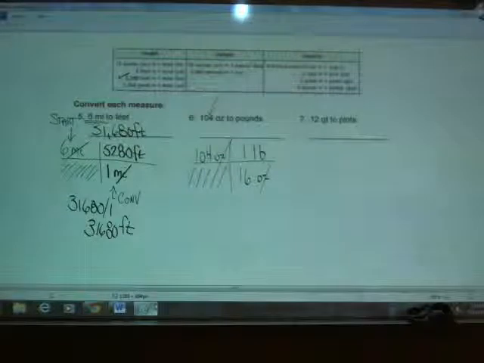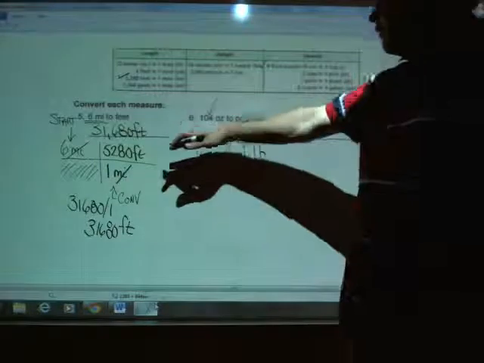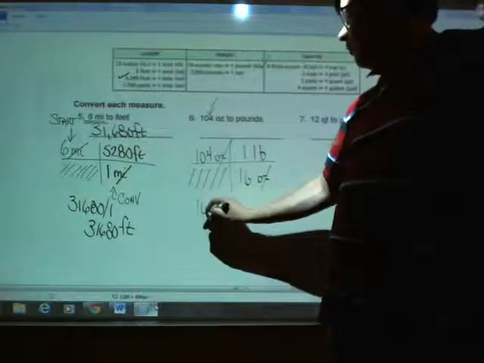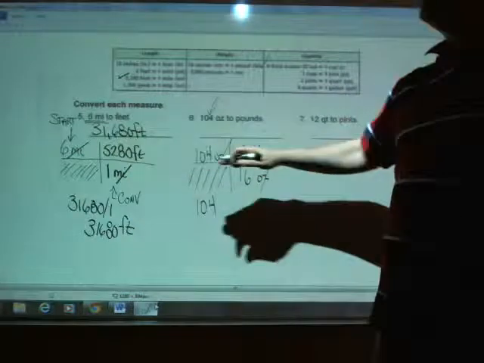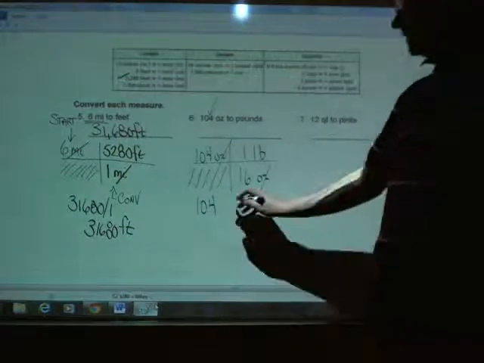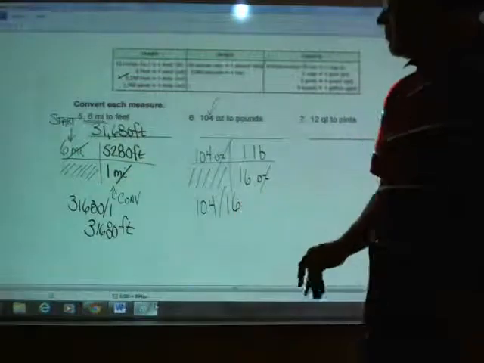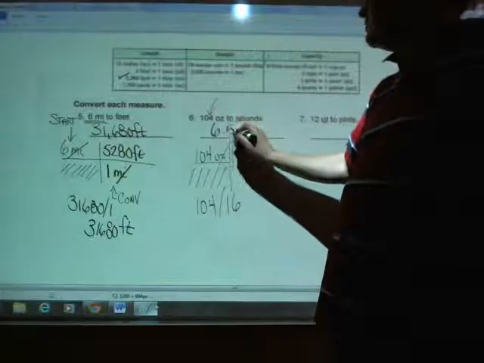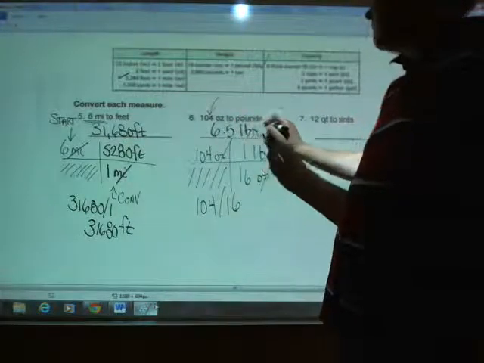So now what you want to do is multiply across the top, multiply across the bottom, and divide the 2. So I got 104 times 1 on the top, 104, and 16, and well, that's it on the bottom, so that's just 16. So to find the numerical value of the solution, I'm going to do 104 divided by 16, and that's 6.5. So 104 ounces is 6.5 pounds. All right, let's do one more.